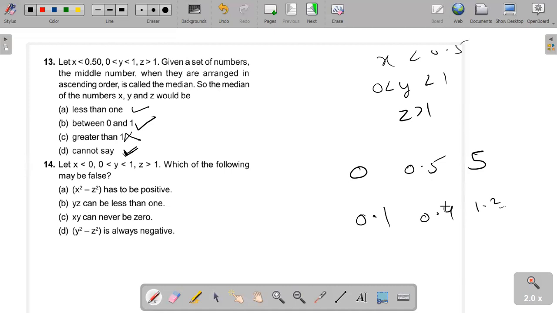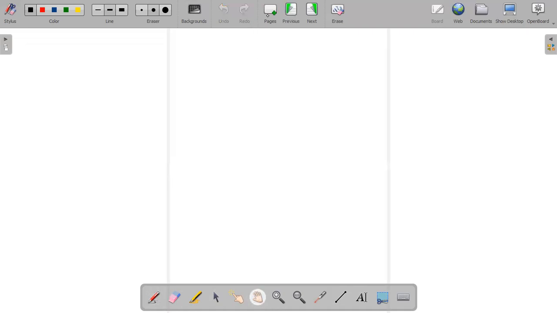I think it would be between 0 and 1, because if you notice, if y is greater than x, then it is between 0 and 1. If x is greater than y, then it is between 0 and 1. So the answer should be between 0 and 1. Let's see the next question.